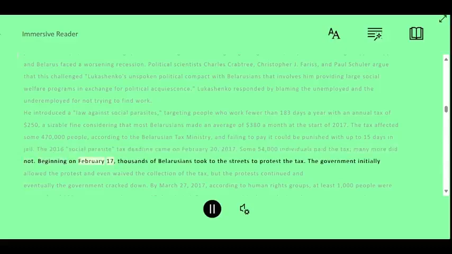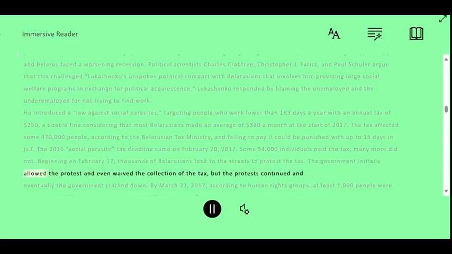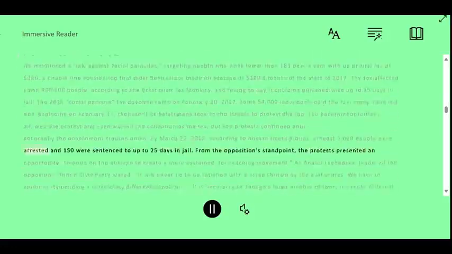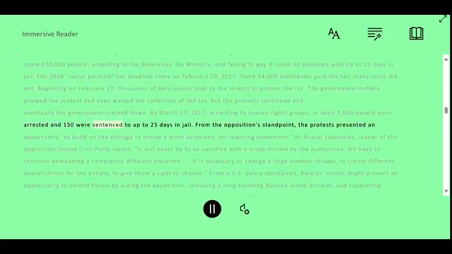Beginning on February 17, thousands of Belarusians took to the streets to protest the tax. The government initially allowed the protest and even waived the collection of the tax, but the protests continued and eventually the government cracked down. By March 27, 2017, according to human rights groups, at least 1,000 people were arrested and 150 were sentenced to up to 25 days in jail.